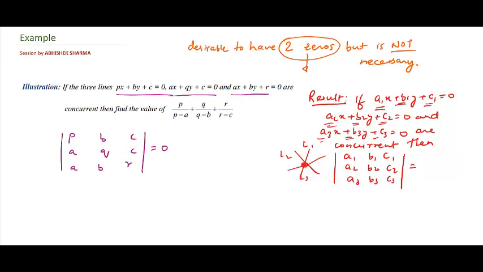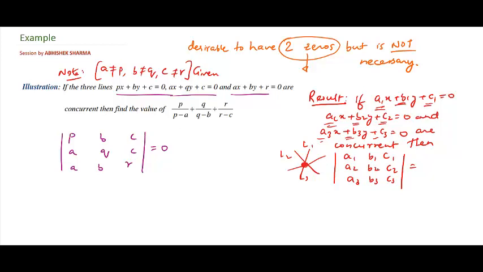is equal to 0. In this question there was one more piece of information which I haven't specified here. You were given that A is not equal to P, B is not equal to Q, C is not equal to R. This was given to you in the question. So since these three lines are concurrent, this determinant is 0.